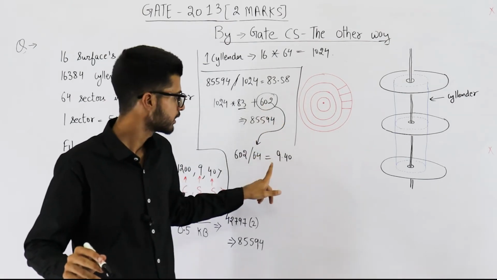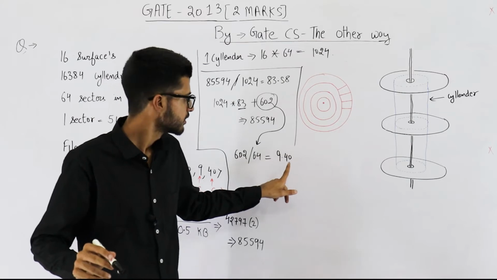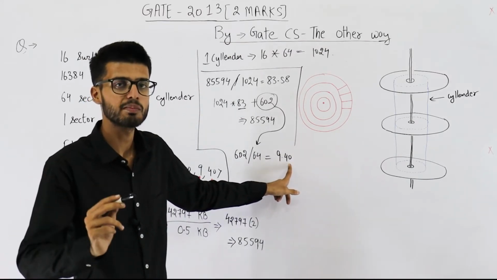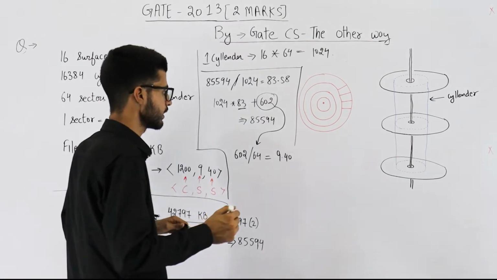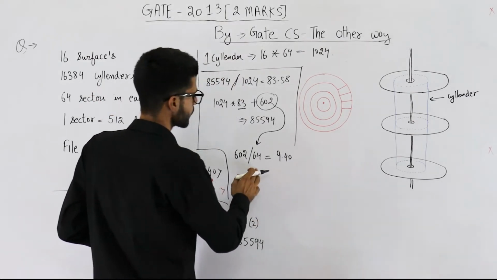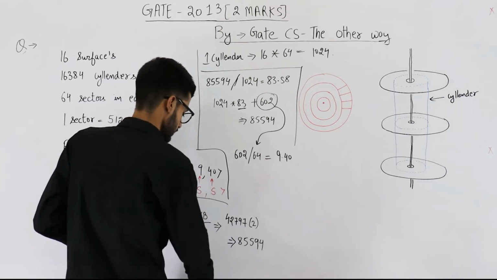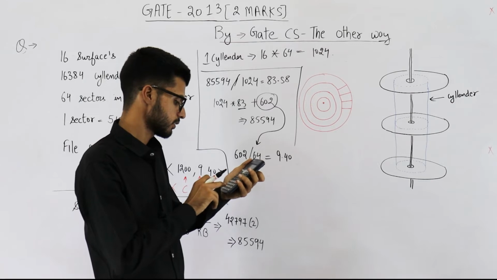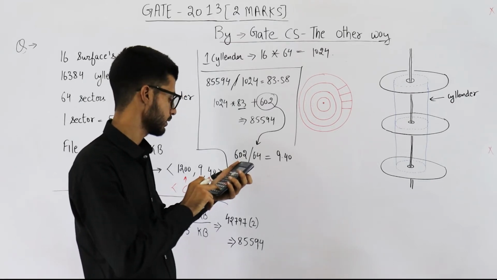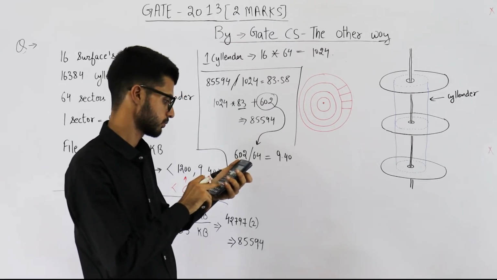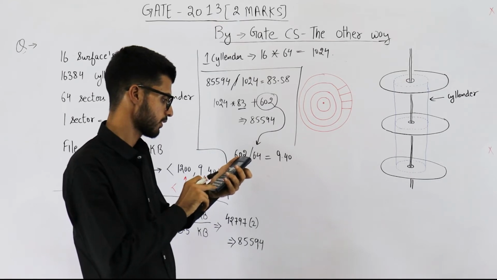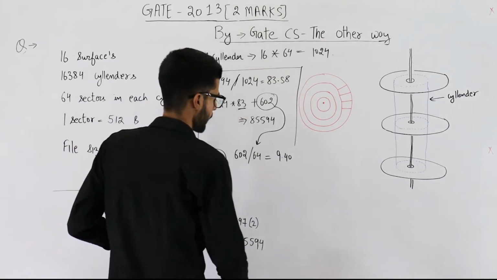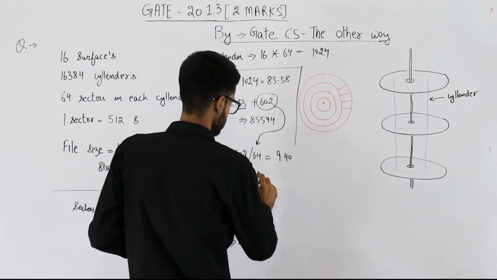These many sectors will take 9 complete surfaces. Still, some of the sectors will be left that are not able to fill a complete surface. Let's see what the remainder of this division will be. Let me use the calculator. 64 multiplied by 9 is 576. 602 minus 576 will be 26.